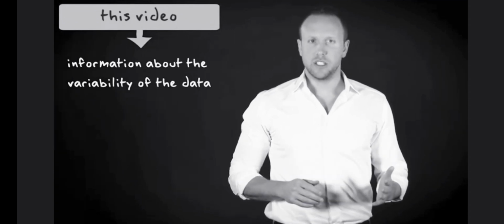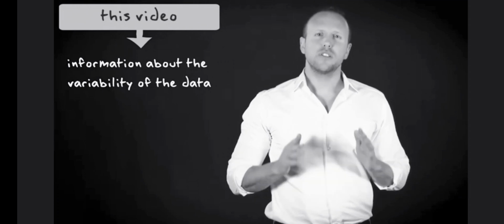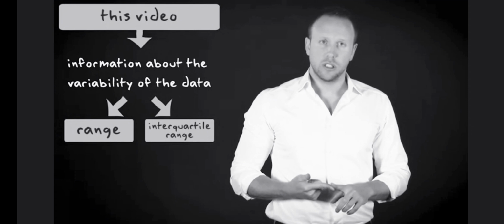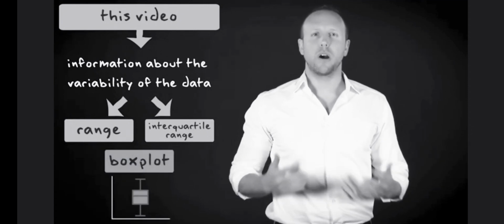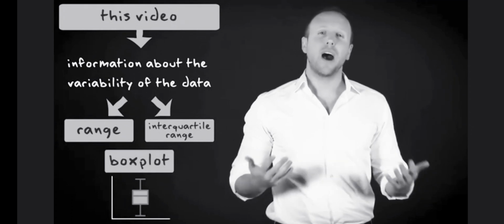In this video, I will show you that we also need to have information about the variability or dispersion of the data. I will discuss two measures of variability, the range and the interquartile range. I will also discuss the so-called box plot. It's a very useful graph that gives a good indication of how the values in the distribution are spread out.